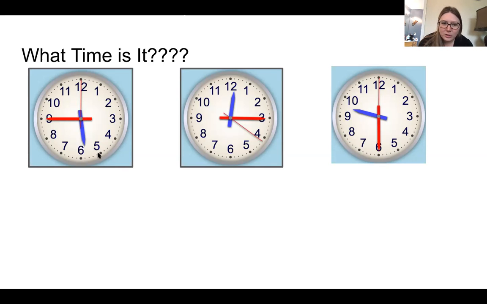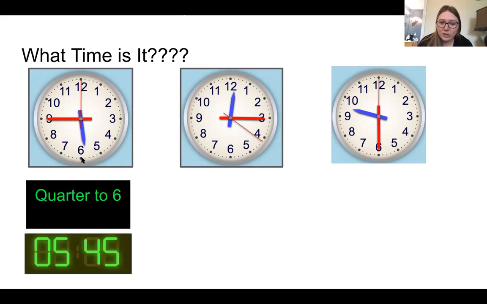So I'm between the 5 and the 6 with my hour hand. Is it 1/4 to 5 or is it 1/4 to 6? Well, in 15 more minutes, one more quarter, it's going to be 6 o'clock. So this is 1/4 to 6 or 5:45.